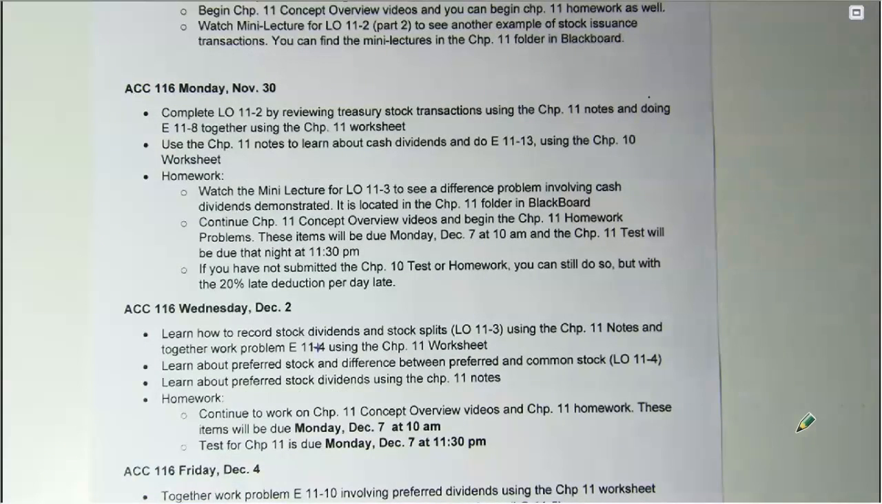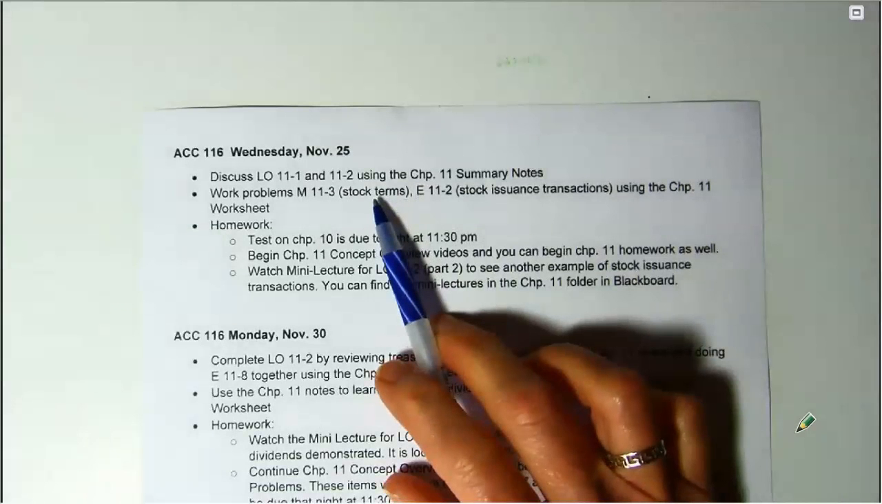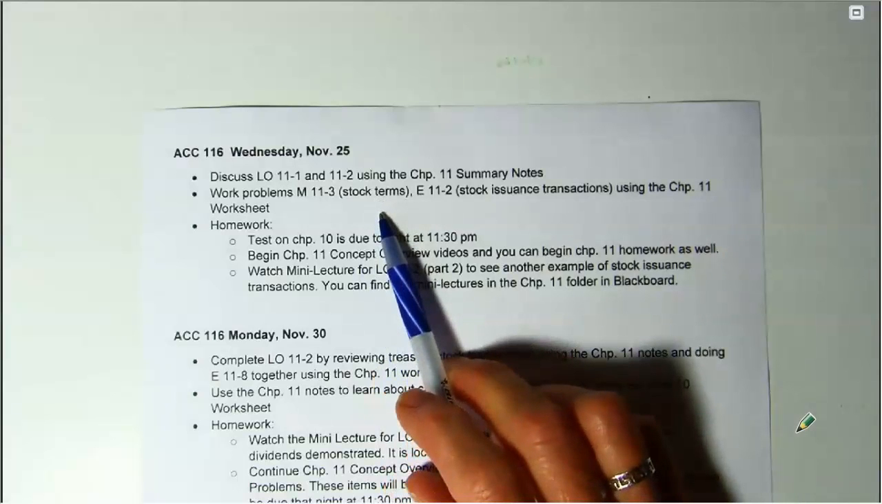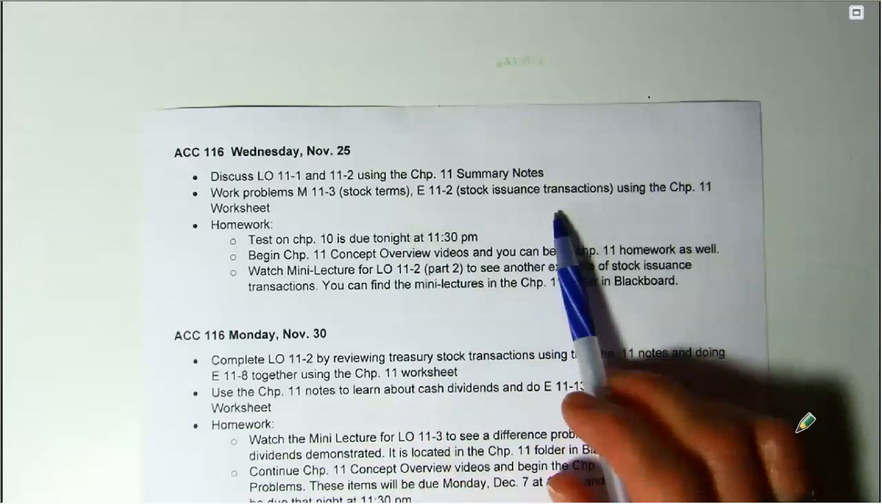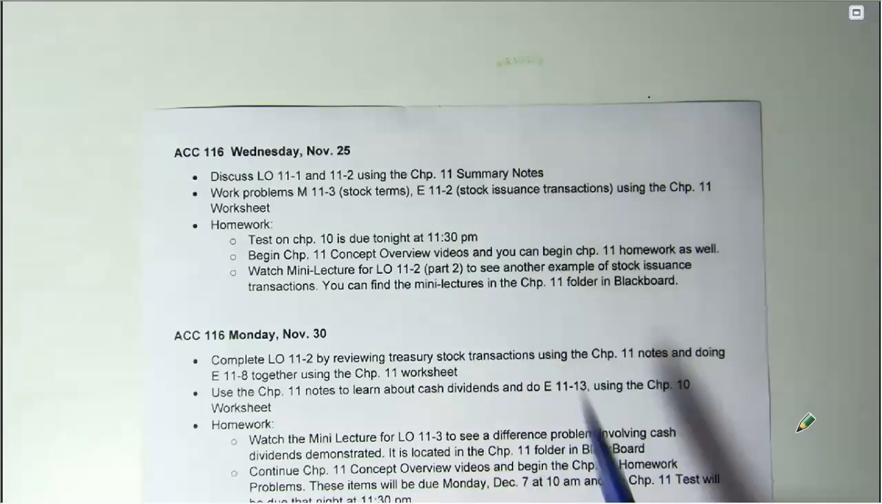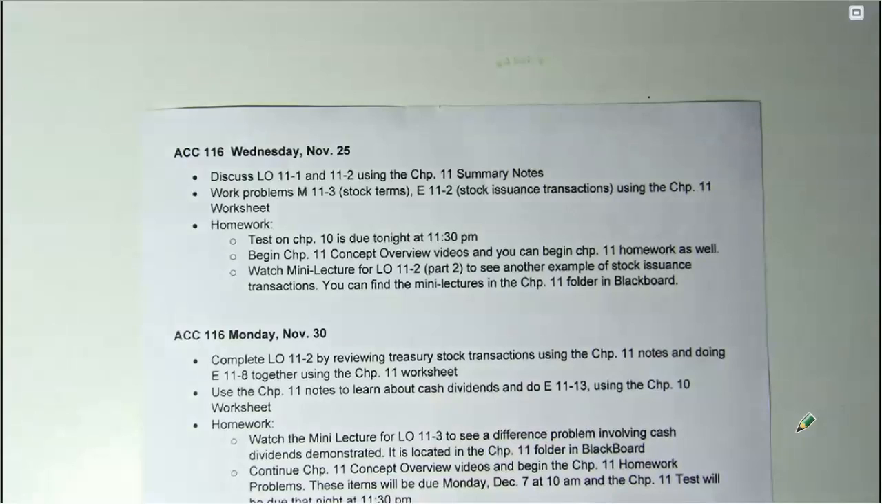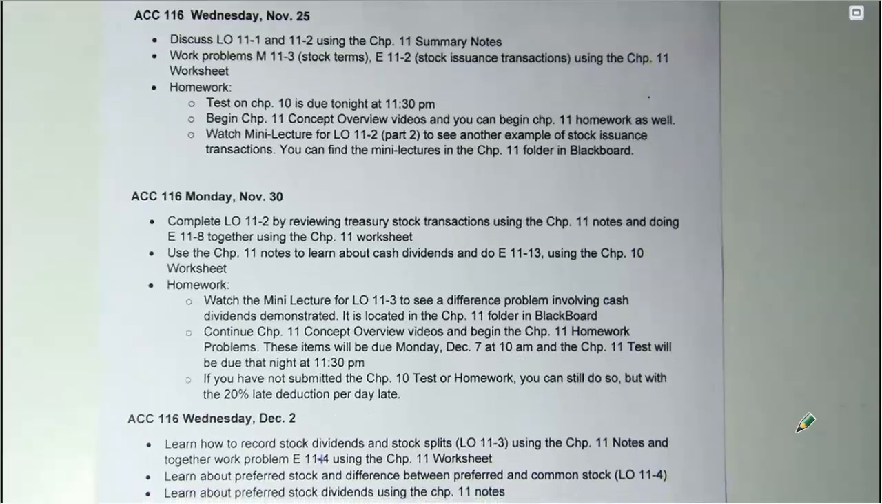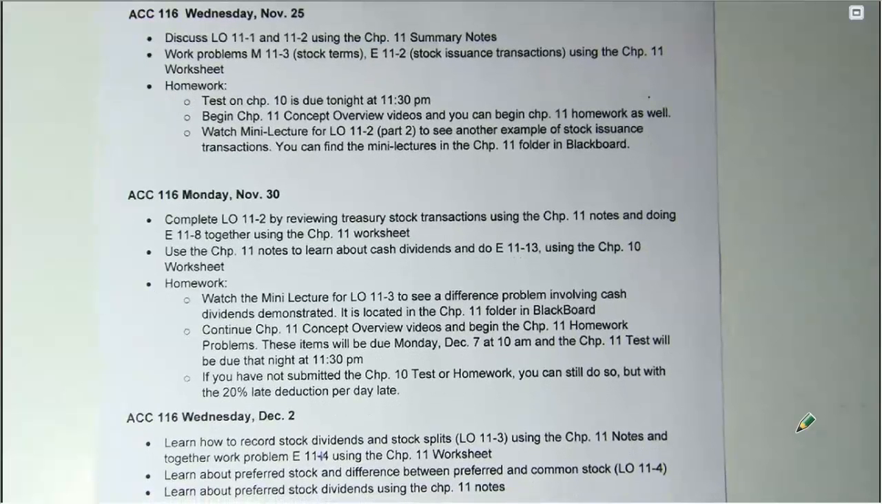Okay. So the last time we were together, we covered learning outcomes 1 and 2. So we learned about the corporate structure, we learned about some stock terminology and stock issuance transactions. So we did these two problems together using the Chapter 11 worksheet. So if you did not attend on Wednesday, you can watch the Zoom recording. It's in the Zoom recordings folder, which is in the Chapter 11 folder in Blackboard.